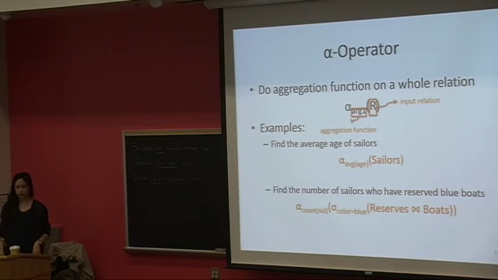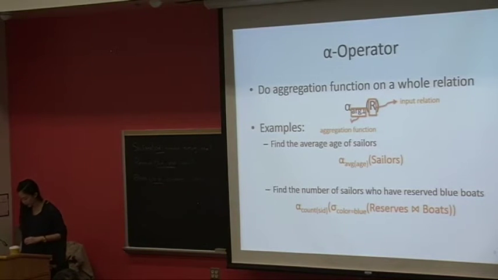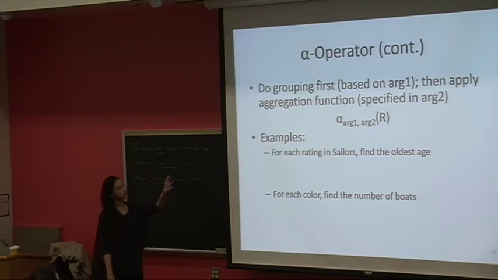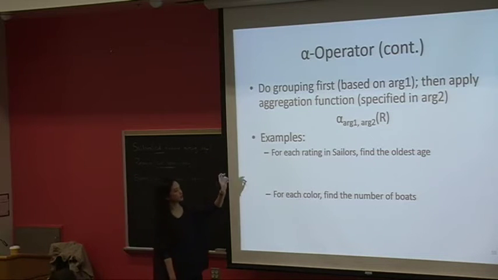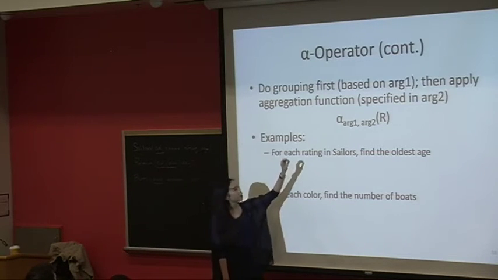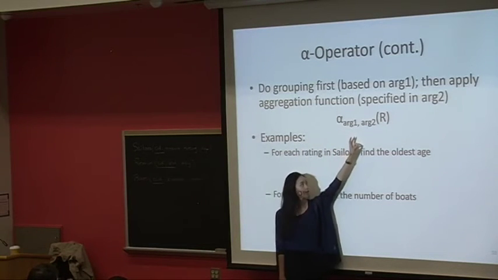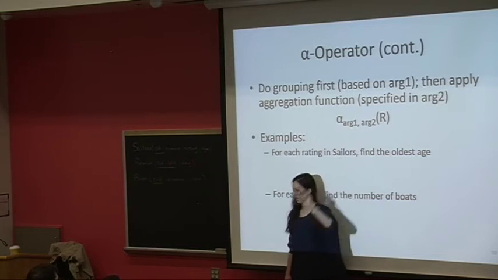Question for this one? Okay. Then I'll move on to the second type of the alpha operator. This time we actually take 2 arguments instead of just 1. When I first learned this, I think it was kind of confusing, but then later on I thought it makes sense. So this time, for argument 1, instead of doing the aggregation function, we do grouping first. Then argument 2 is the aggregation function.